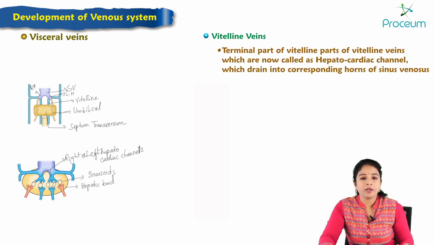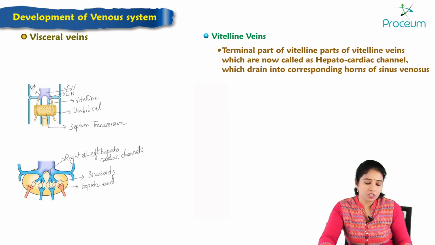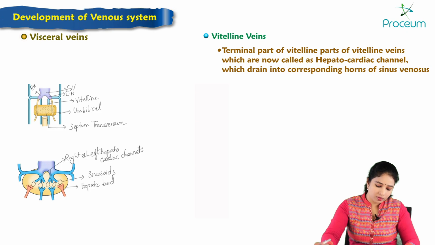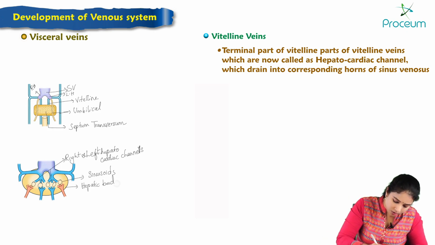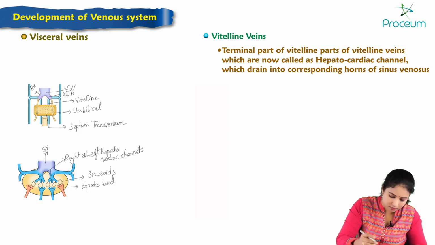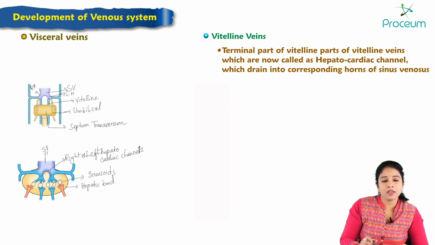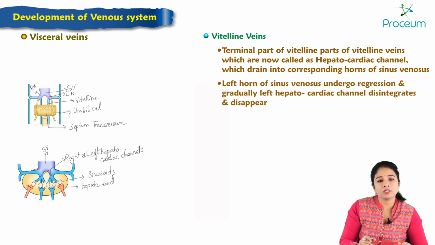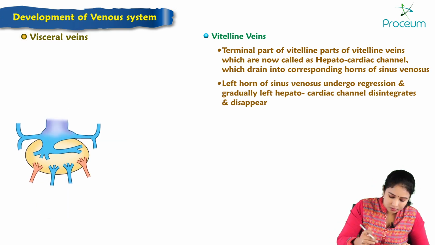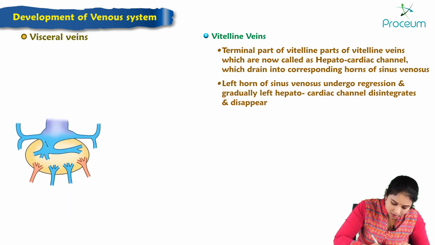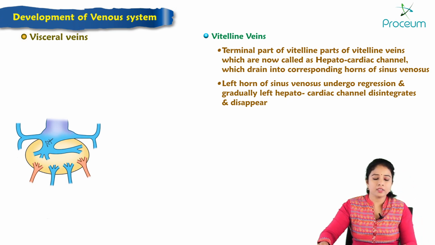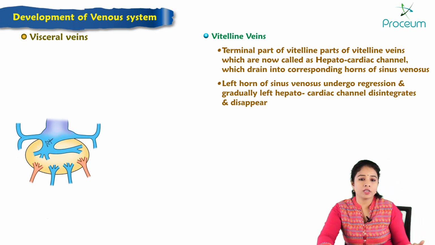So they form these hepatocardiac channels, which drain into the corresponding horns of the sinus venosus. So this is the sinus venosus. The left horn of the sinus venosus undergoes regression, and gradually the left hepatocardiac channel disappears and disintegrates. So this is the right hepatocardiac channel, which is persistent, and the left is not there because it disappears and disintegrates. That was about the left horn of the sinus venosus.